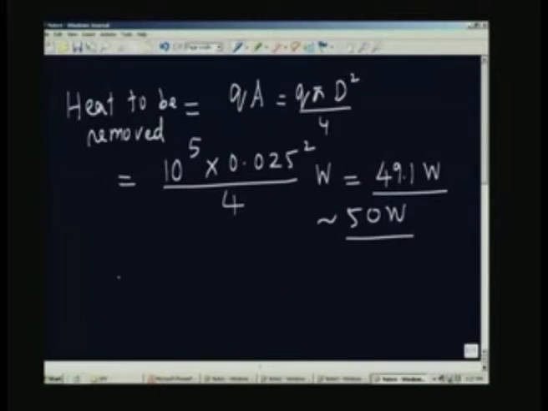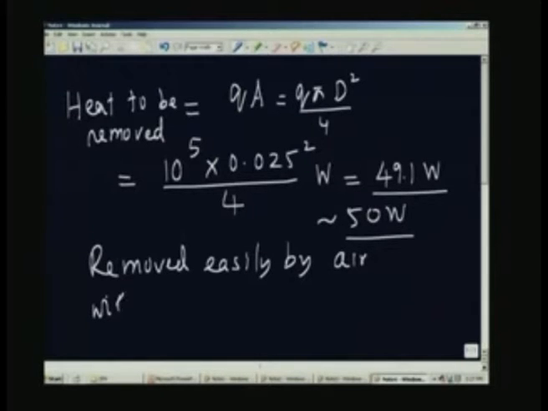And this can be easily removed by air with a back area of about 75 millimeters, a circle of 75 millimeters diameter.